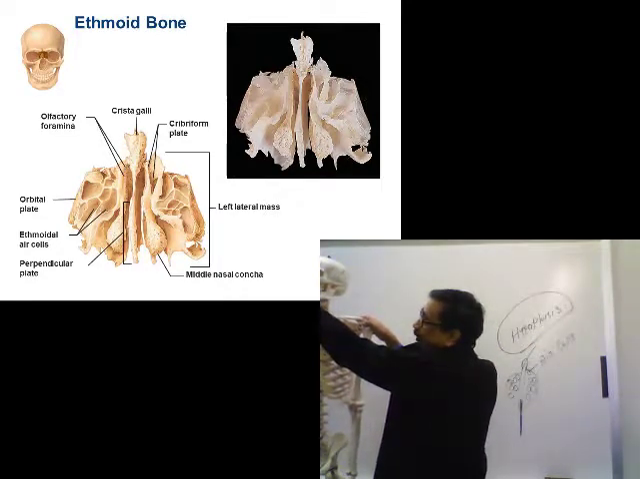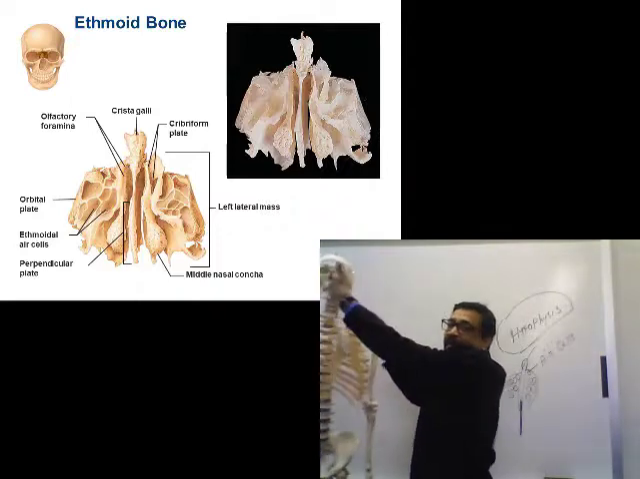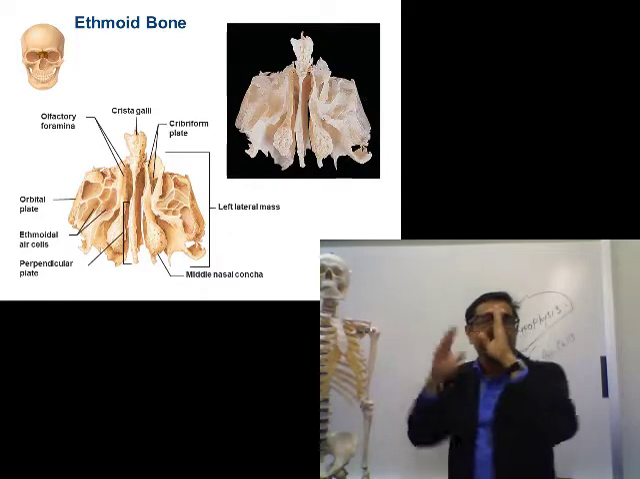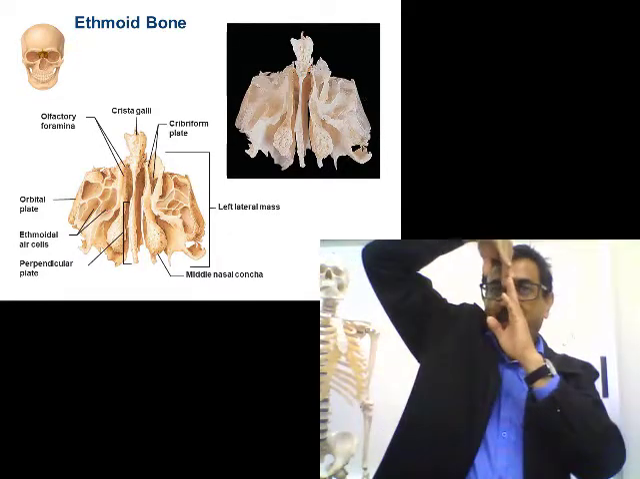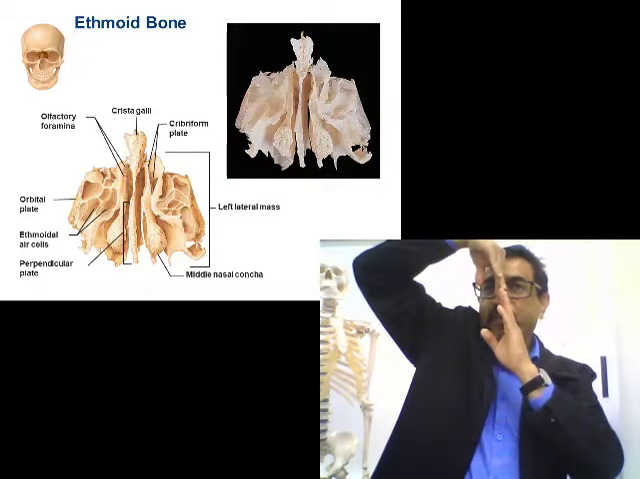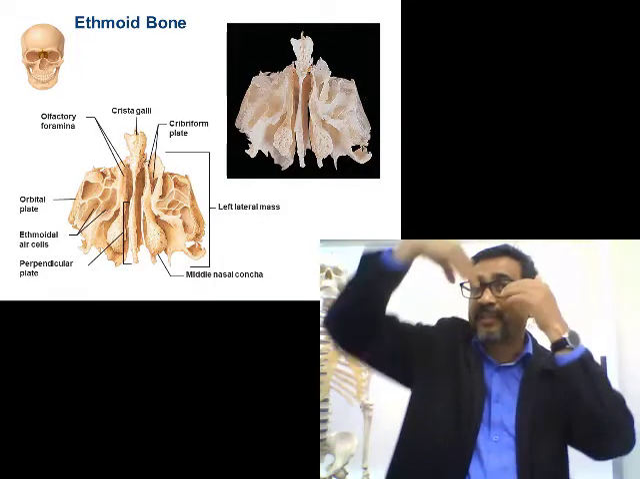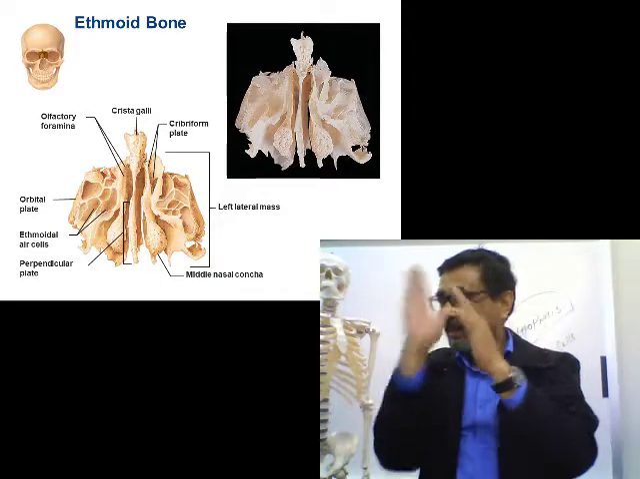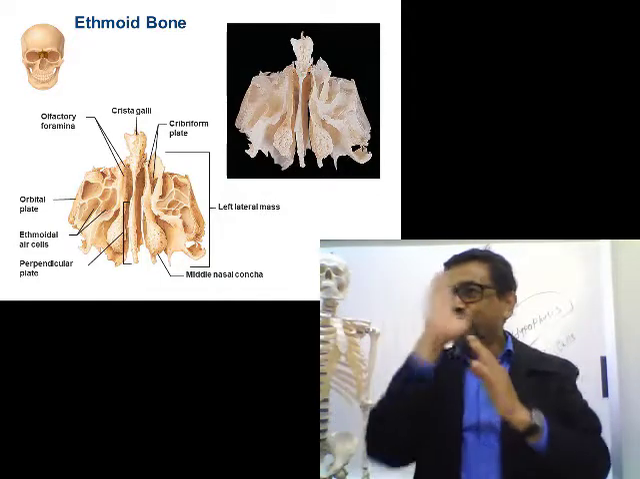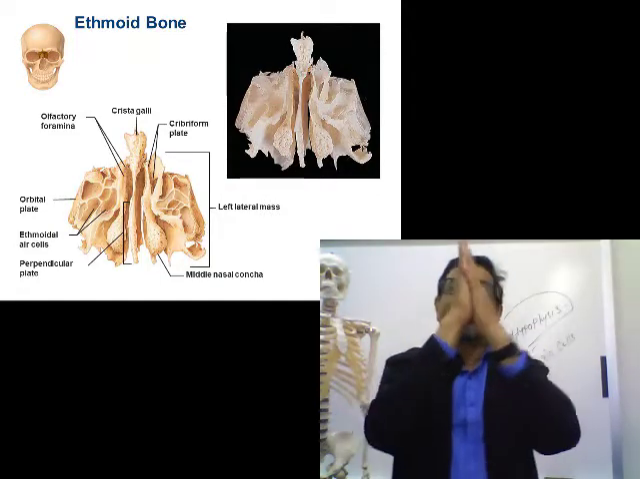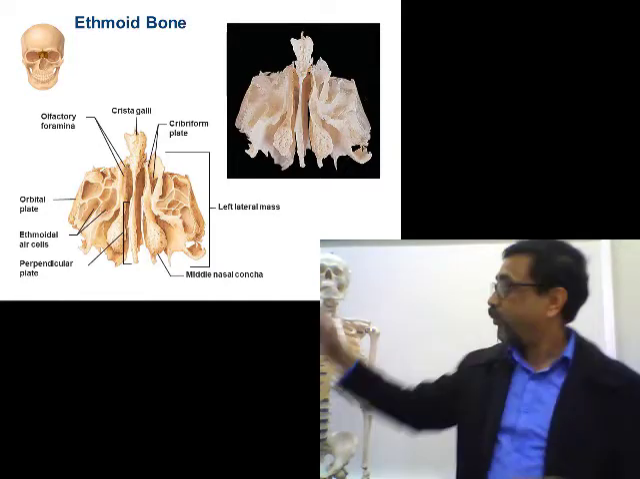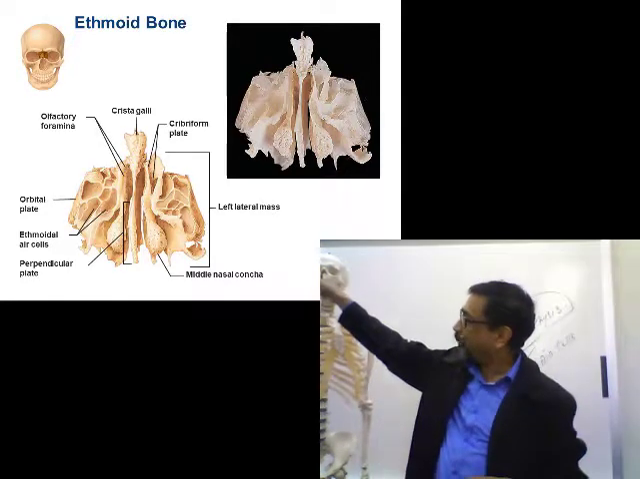This is the perpendicular plate of ethmoid, and this plate is going inside the nasal cavity and forming the upper part of nasal septum. You know that nasal cavity is divided into two halves, right? So the upper portion of that nasal septum, that hard part, is formed by the perpendicular plate of ethmoid that is going down straight. Okay.